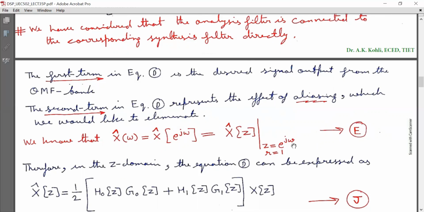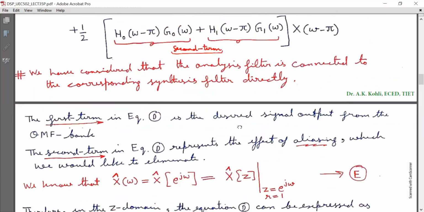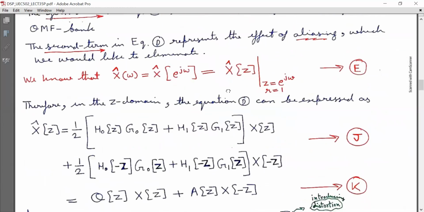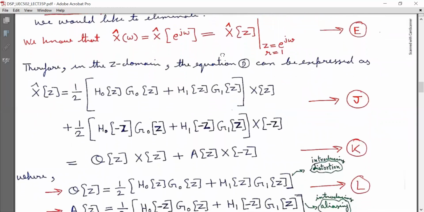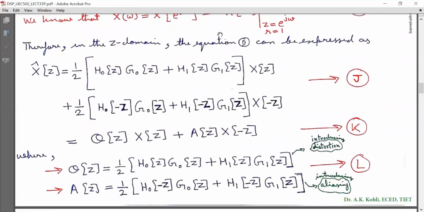Therefore, in the Z domain, equation D can be expressed as X cap Z is equal to 1 by 2 bracket H naught Z G naught Z plus H1 Z G1 Z into X Z plus 1 by 2 bracket H naught minus Z G naught Z plus H1 minus Z G1 Z into X minus Z. Mark it as equation J as shown.